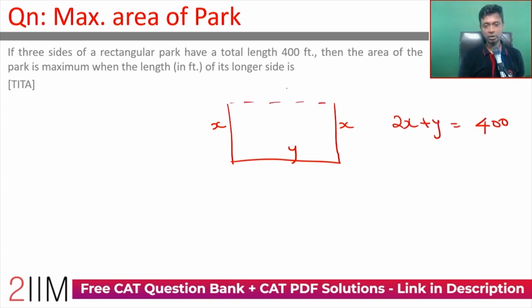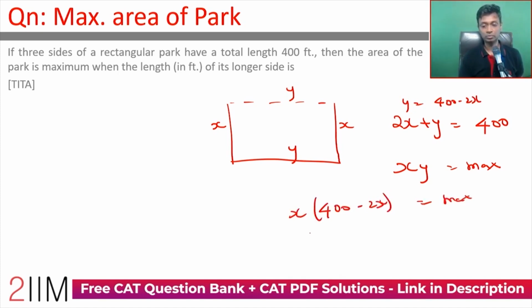The third side should also be y. X into y should be maximum. And so y is 400 minus 2x. X into 400 minus 2x should be maximum, or x into 200 minus x should be maximum.